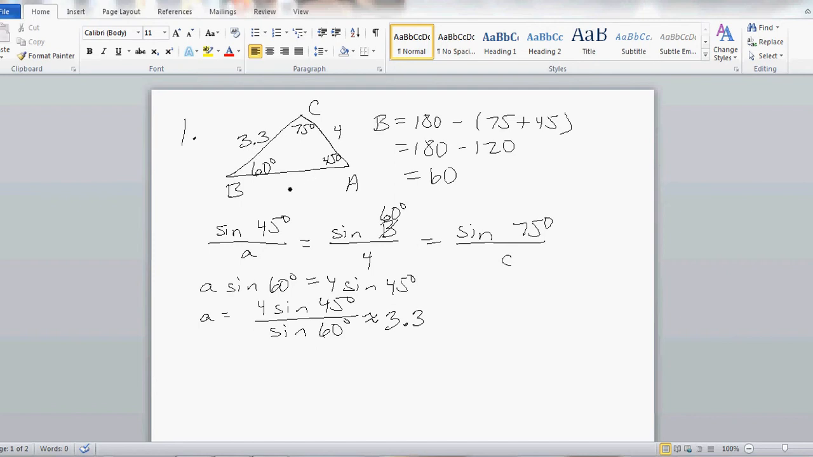Now what's missing is C. Now I'm not going to use 3.3 here because this is a rounded value. I don't really like to use a calculated value, but you know what, we really have no choice. So we're going to take this ratio compared to this one to solve for C. Doing cross products, we're going to get C sine of 60 degrees equals 4 sine of 75 degrees. And solving for C, we just divide both sides by the sine of 60 degrees.